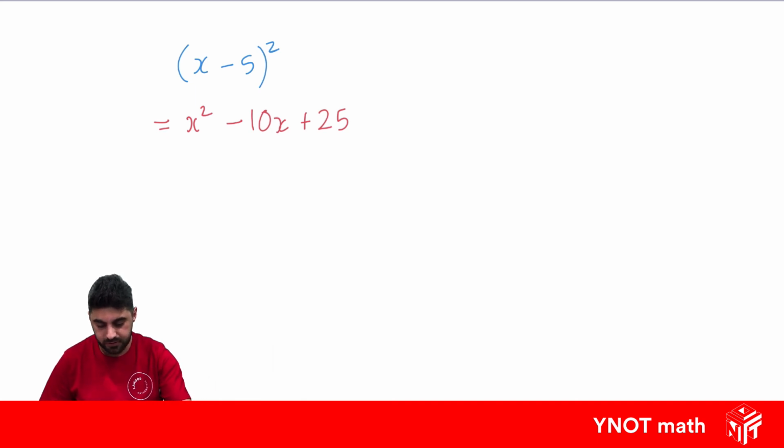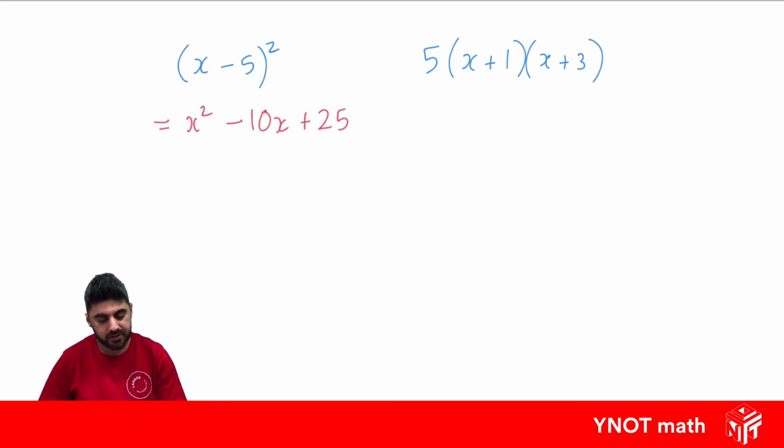Let's look at one more. 5 outside of x plus 1, all outside of x plus 3. So if we have this situation with a number out the front, we'd like to deal with our binomial expansion first, but we just have to be careful to keep the 5 on the outside. So we'll open up another bracket and we'll just do our normal binomial expansion.